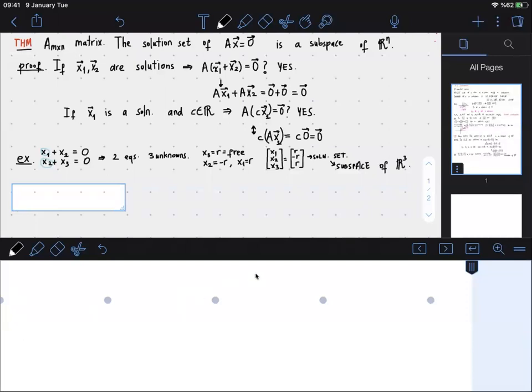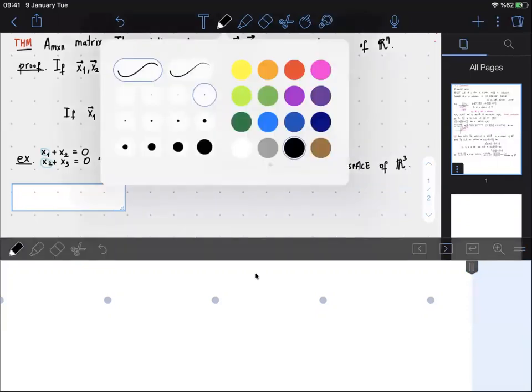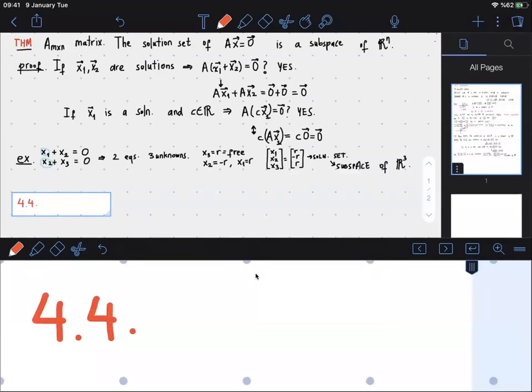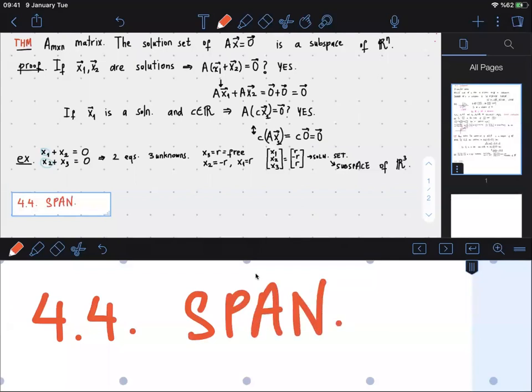Okay. If you don't have any questions, I will move to the next section. The next section is 4.4. So this is about span. Span means, in Turkish, germek.